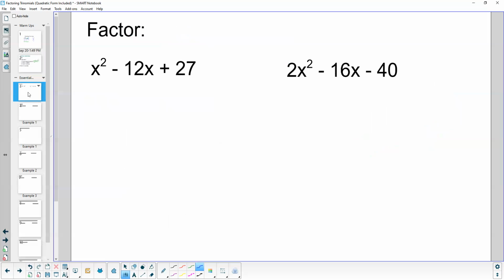So looking at this first one here, I want to factor this. So the way that we factor something with three pieces using our X games is we want to start by drawing our X. Now we always multiply to the last number. So we want to multiply to 27. And we want to add to the number in the middle. We're going to take the sign with it. So we want to add to negative 12.